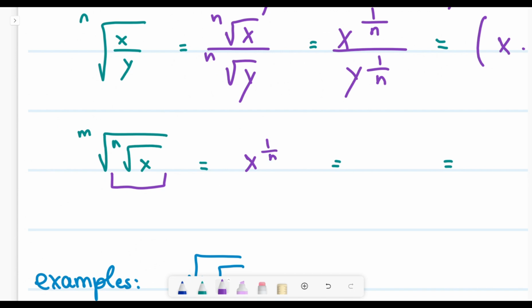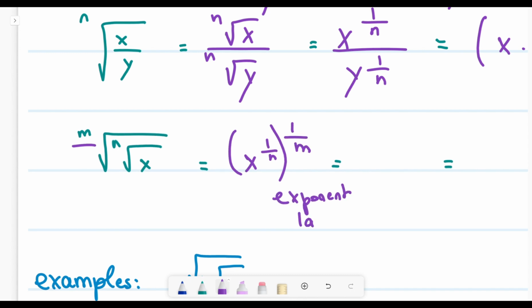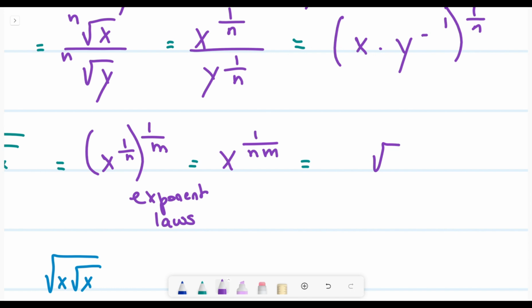So x to the power of 1 over n. And now we would like to take the mth root of that. So all of that to the power of 1 over m. Now using exponent laws, we can multiply the exponents, so this is x to the power of 1 divided by nm. And we can write this, if we want, as the nmth root of x.